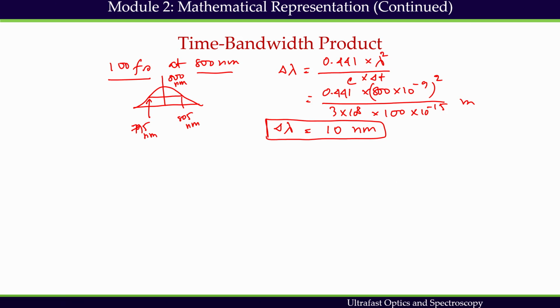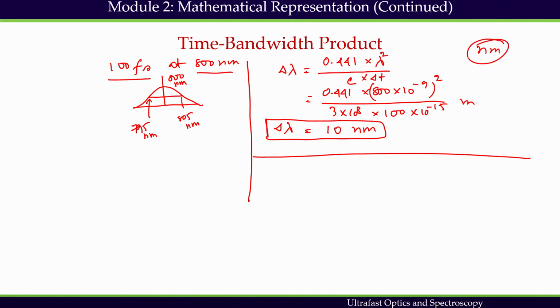On the other hand, for the same pulse, this is in nanometer we have expressed, now we want to express in wave number, centimeter inverse. In many occasions we have to use these conversions to understand the spread. That's why it is instructive to take an example.